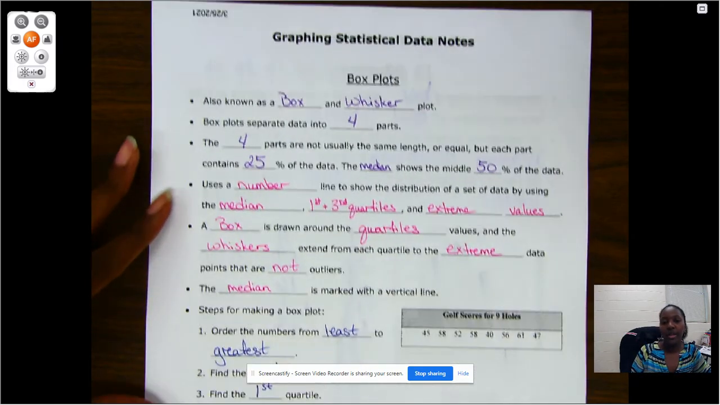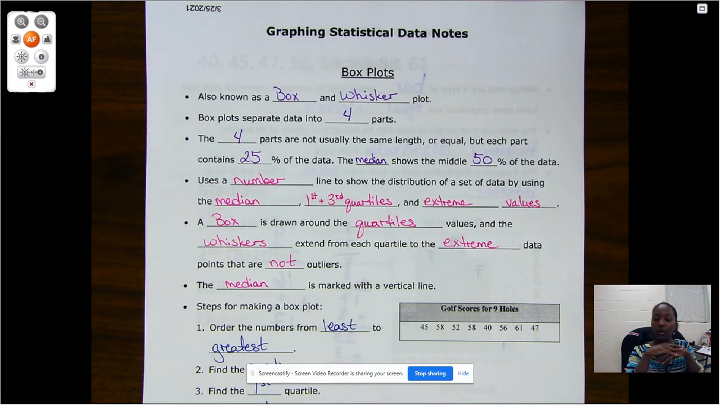I have pre-filled in our information, so I'm going to read through this with you. It says box plots, also known as box and whisker plots. Box plots separate data into 4 parts. The 4 parts are not usually the same length or equal, but each part contains 25% of the data. Because if you break something into 4, 25%, 25%, 25%, 25% makes 100%. The median shows the middle 50% of the data. Makes sense, right? If you cut something in half, it's the middle 50%.